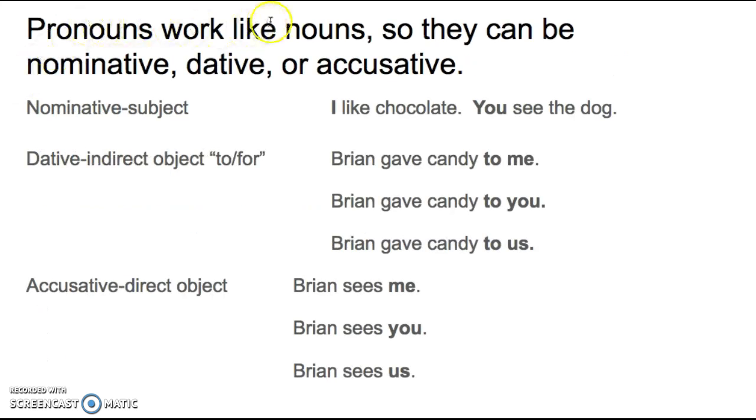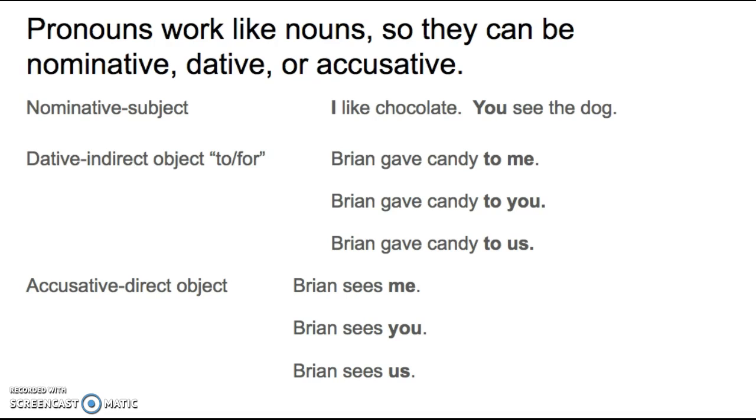But pronouns work like nouns, so they need to be able to be nominative, dative, or accusative like nouns can be. If they're the subject, they would be nominative. I like chocolate. You see the dog. I and you would be nominative in those sentences.